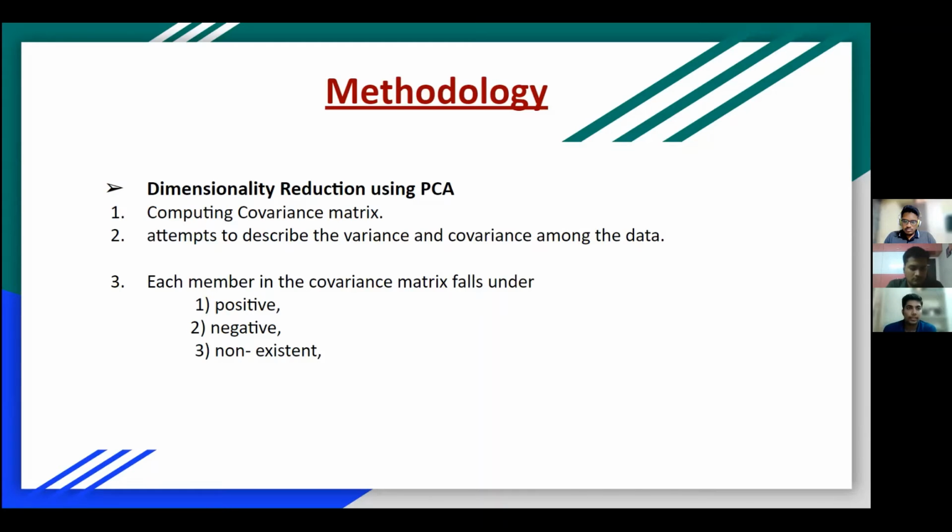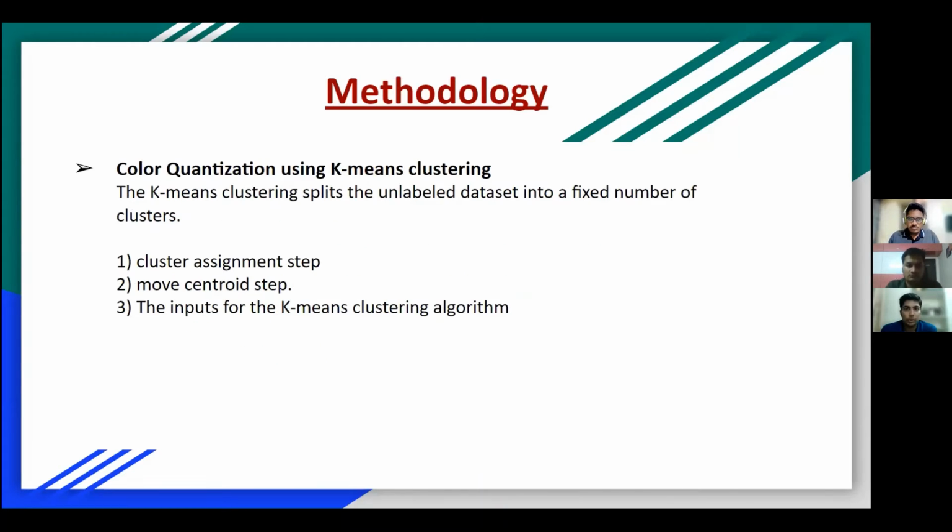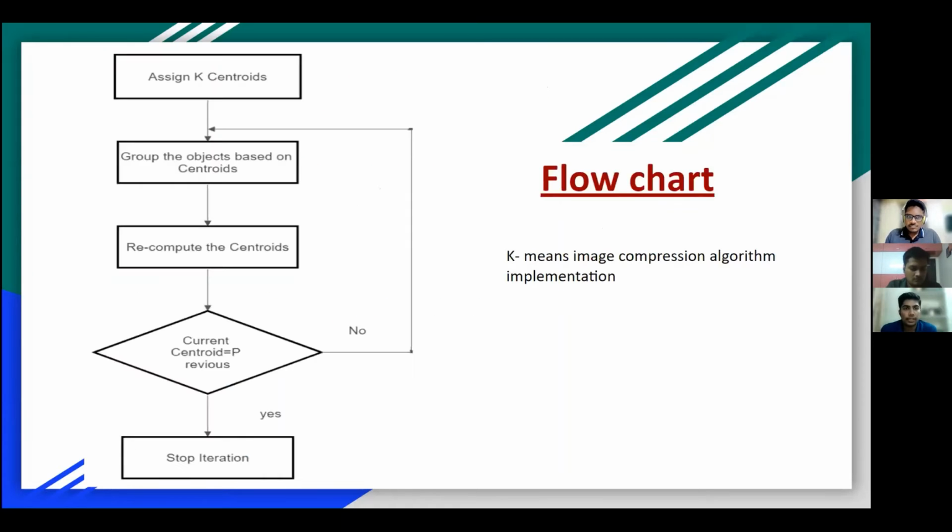The third stage is color quantization using K-means clustering. The output obtained from the dimensionality reduction using PCA stage is taken as input. Here, K-means clustering splits the unlabeled data into a fixed number of clusters. It basically incorporates 2 stages, namely the cluster assignment stage and the move centroid step.